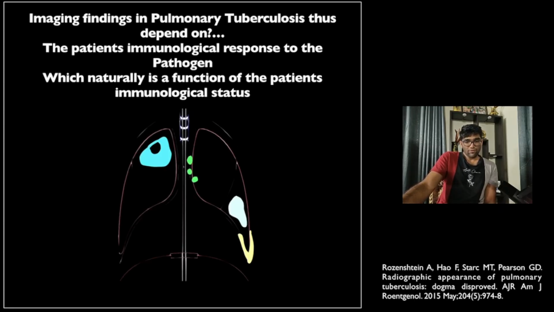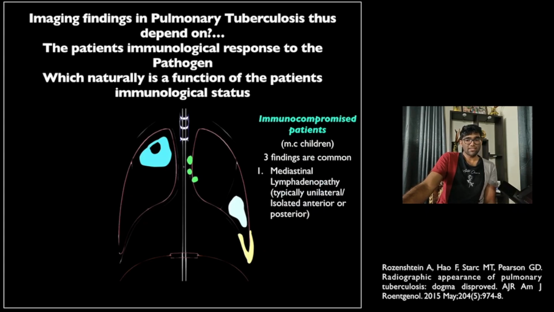So here I have drawn two types of findings on the right and the left. The first, to the right of the screen, is the findings that you get in an immunocompromised patient. This is most common in children because their immune responses are not fully developed and trained. There are three findings that are commonly seen.